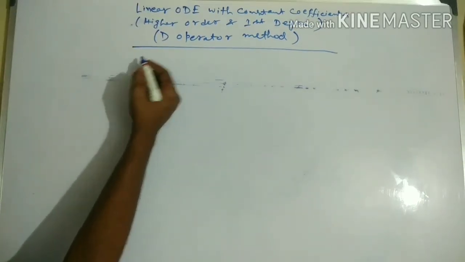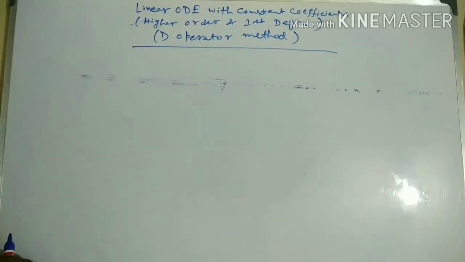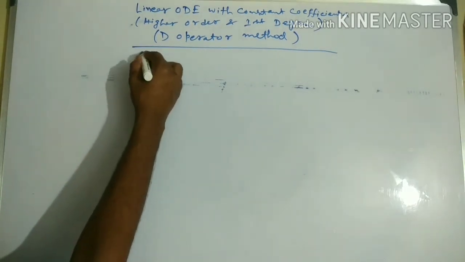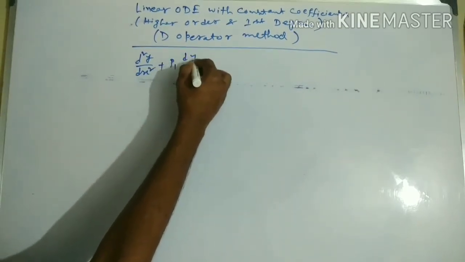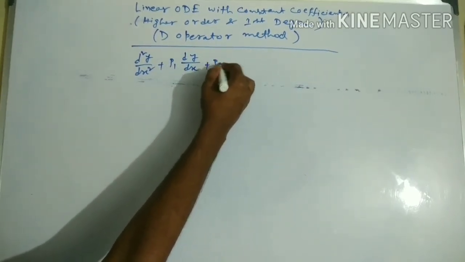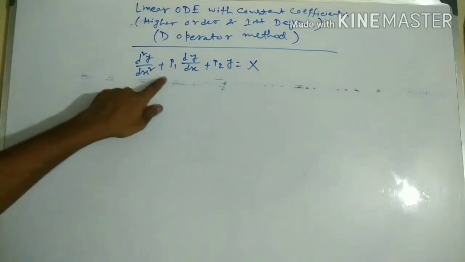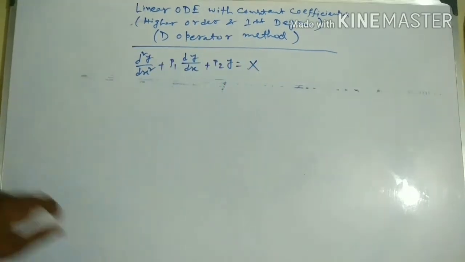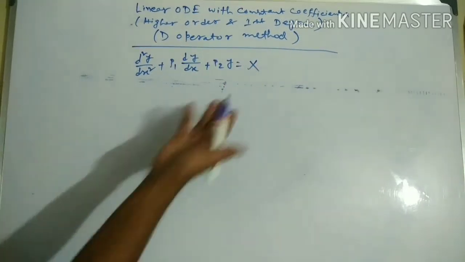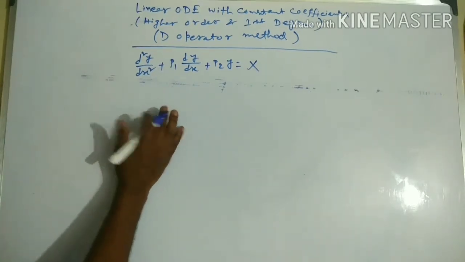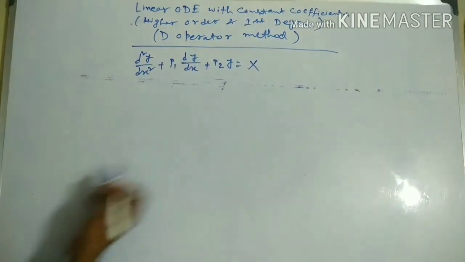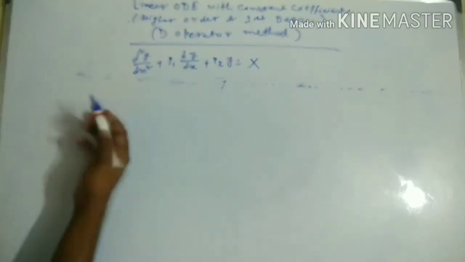So the general form of a second order and first degree linear ODE with constant coefficients is d square y dx square plus p1 dy dx plus p2 y equal to capital X, where p1 and p2 are arbitrary constants, and capital X is a function of x or a constant. So this is the general form. In the name there is constant coefficient, so these coefficients must be constant.